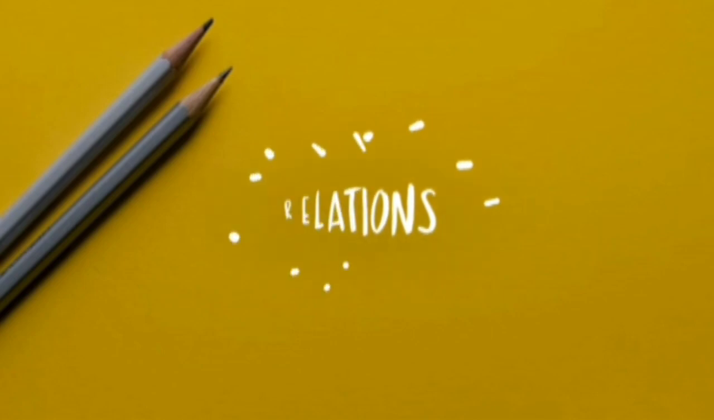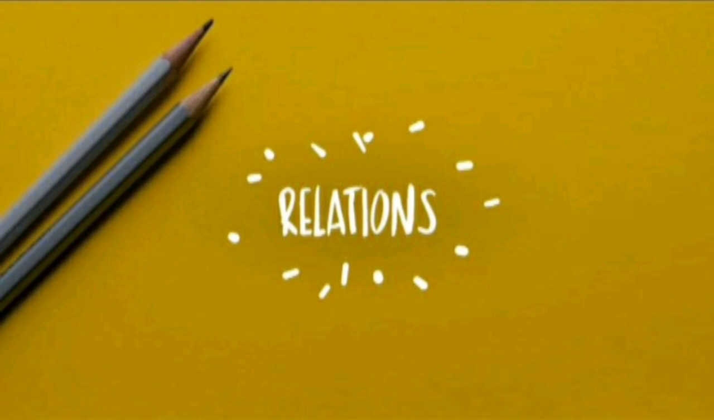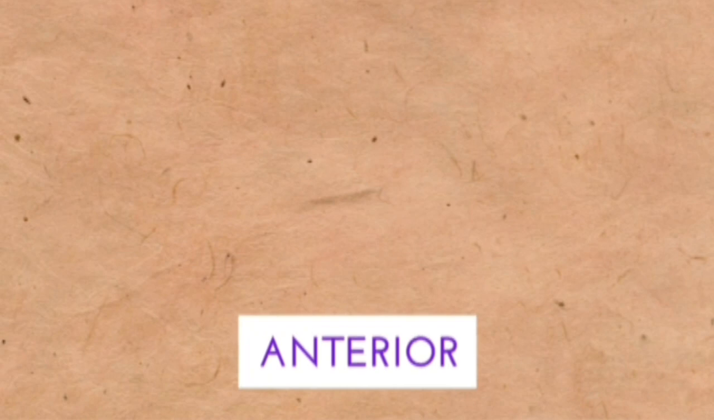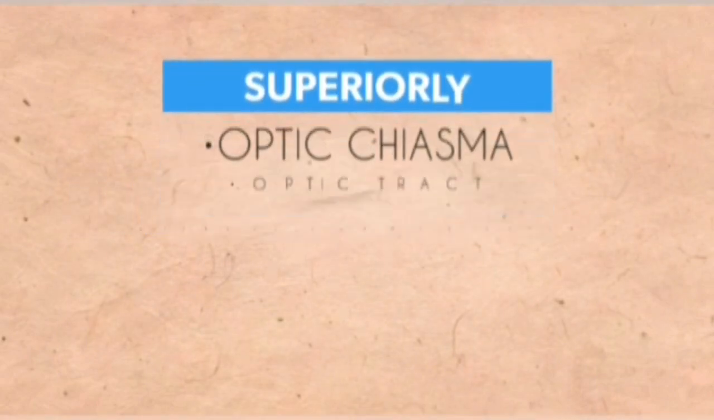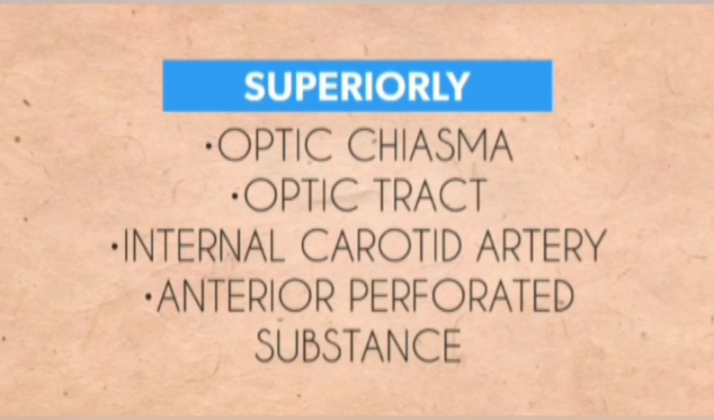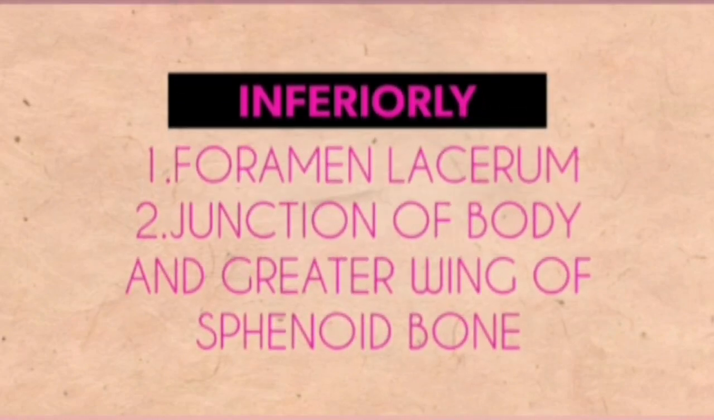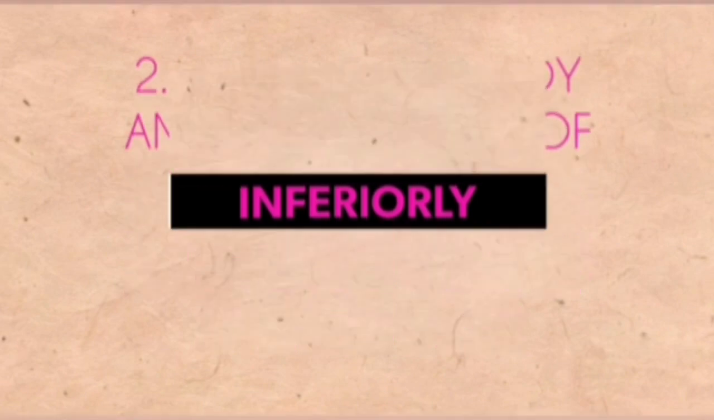Now let us discuss about the various relations of the cavernous sinus. The cavernous sinus has superior, inferior, medial, lateral, anterior and posterior relations as usual. The superior relations are optic chiasma, optic tract, internal carotid artery and anterior perforated substance. The inferior relations include foramen lacerum and the junction of the body and greater wing of sphenoid.